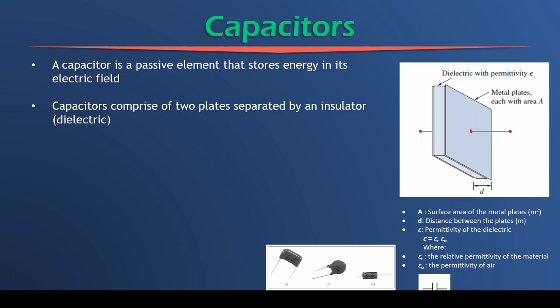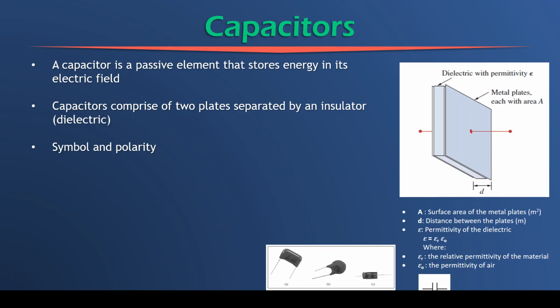Capacitors usually comprise two plates that are separated by an insulator, which is known as a dielectric. As you can see in this figure, you've got your two plates, which are typically two metal plates, and those two plates are separated by a dielectric which will have a certain permittivity. The symbol for a capacitor would be C. The circuit symbol is indicated on the right hand side. That's the one that you see there.